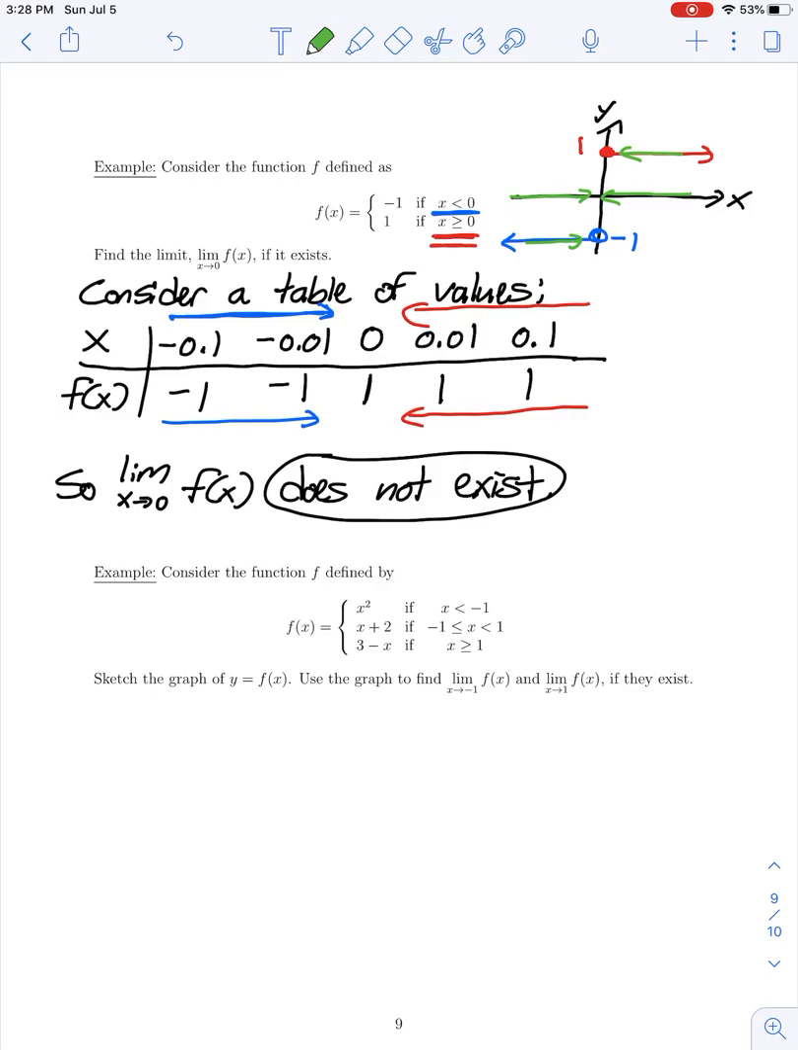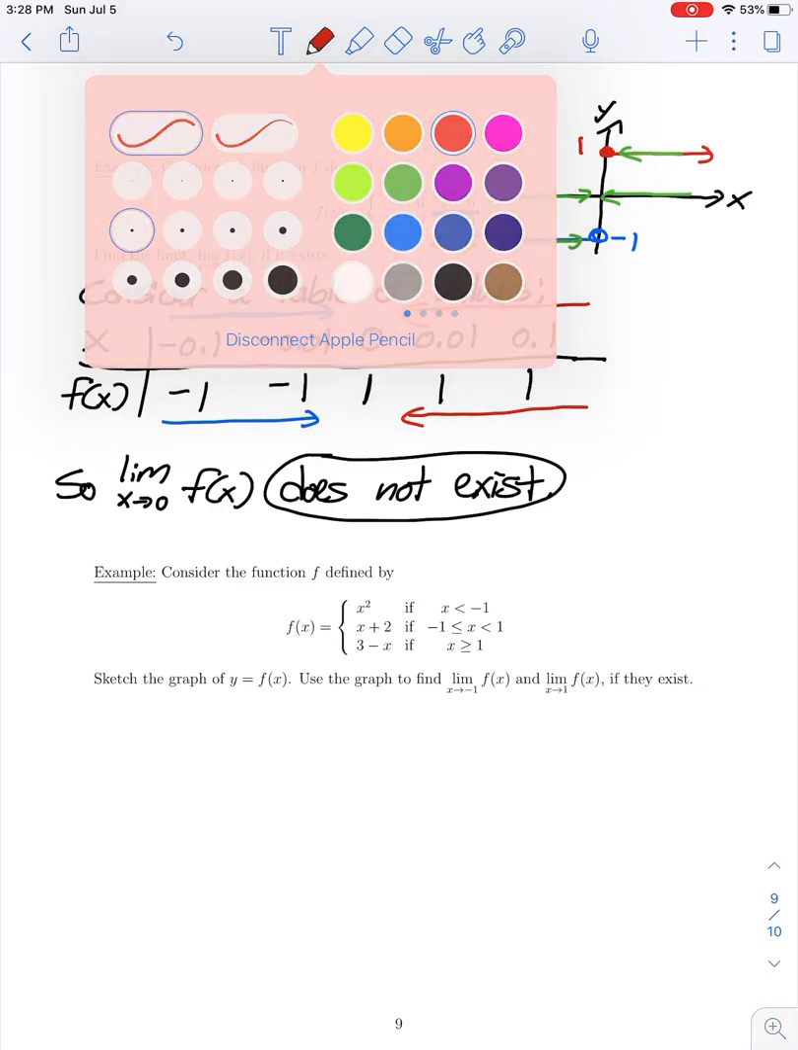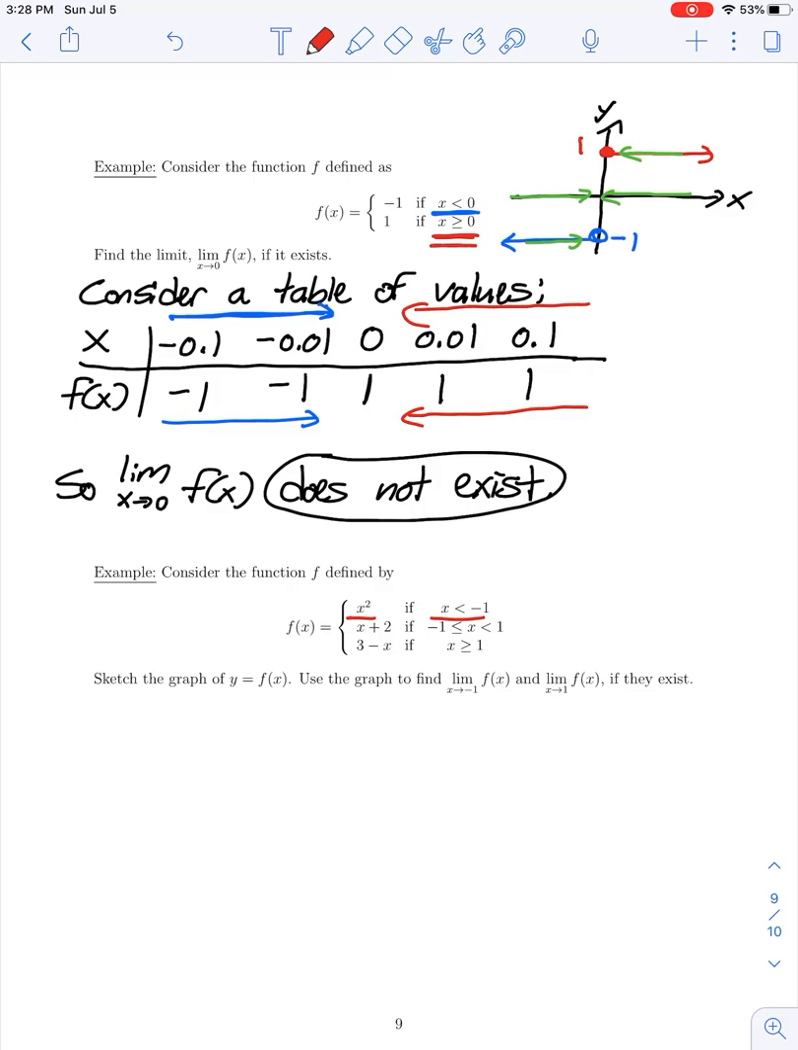So let's consider something similar. In the next example, we have the function f defined as x squared if x is less than negative 1, x plus 2 if x is between negative 1 and positive 1, and 3 minus x if x is greater than or equal to 1. We want to sketch the graph of that function and then use the graph to find the limits of the function as x approaches negative 1 or positive 1 if they exist.